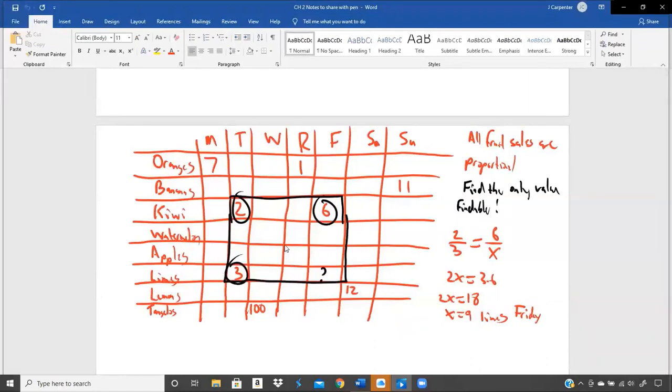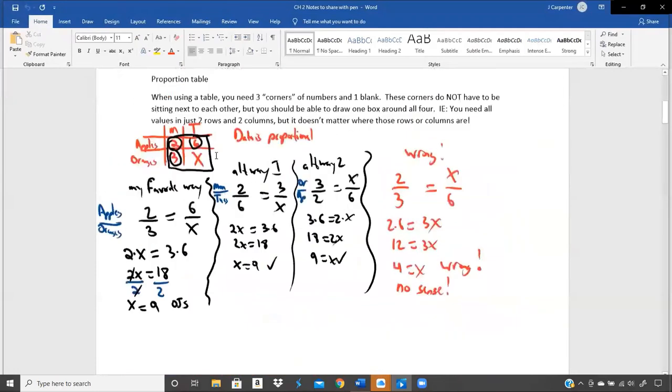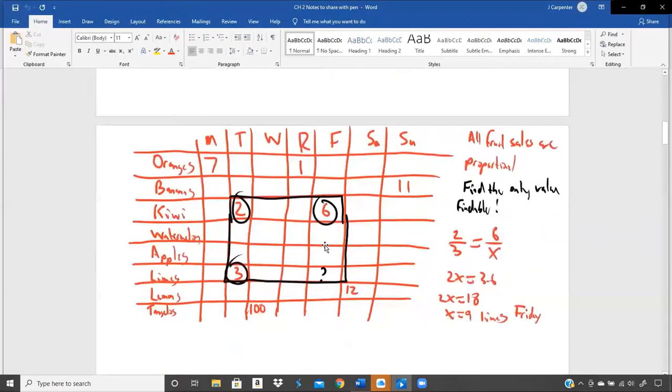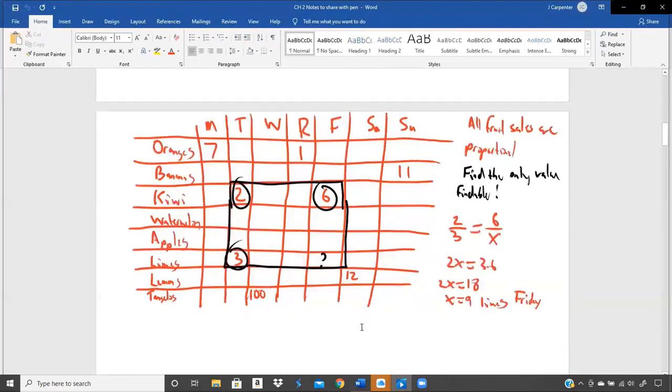We've discussed the different ways you could set it up. It could have been 2 over 3 equals 6 over x. It could have been 2 over 6 equals 3 over x. It could have been 6 over 2 equals x over 3. It could have been 6 over x equals 2 over 3. It could have been x over 3 equals 6 over 2. It could have been x over 6 equals 3 over 2. But all of those would have led to the same answer of x equals 9, which in this table was limes on Friday. Whereas before, the smaller table, different fruits, different days. Just to prove a point. Again, you will see this over and over in this course, especially with something called a consumer price index. We'll get into that later.